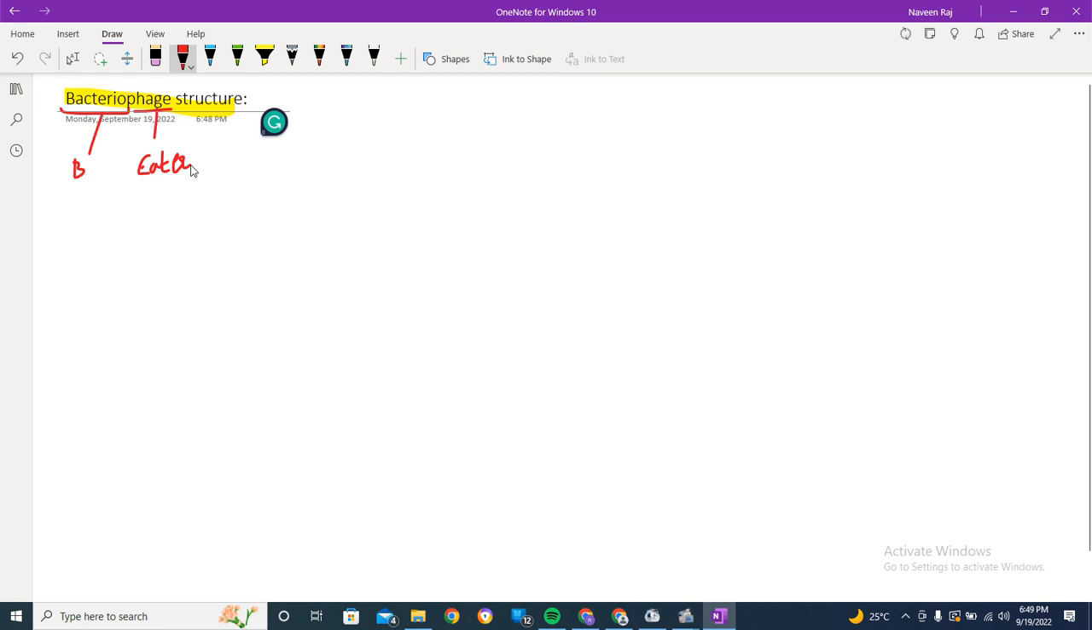An example of a bacteriophage is the one which affects E. coli, which is a bacteria. So these bacteriophages attack bacteria like E. coli, and bacteriophages are of different types, and we will be looking into the general structure. So let me cut the video and make the structure, and save a bit of your time, and meet you back.